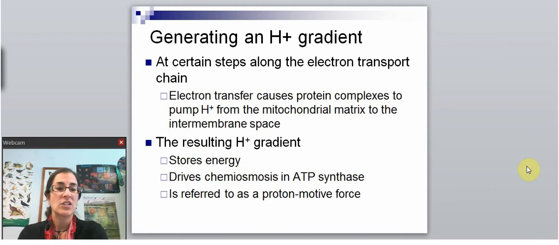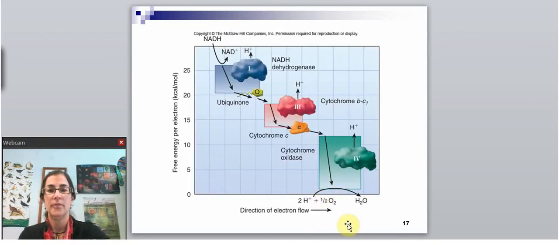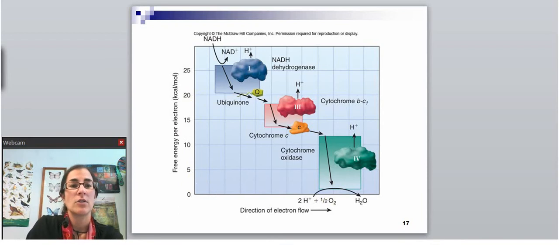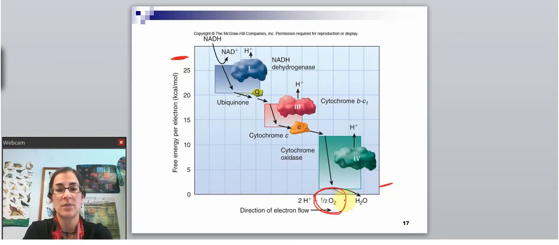So again, at certain steps along the electron transport chain, the energy from the electron movement is used to pump the hydrogen ions. That hydrogen gradient is a way to store energy. It's a form of energy, and that will later be used to make ATP. So here's a superimposed free energy diagram. So we have the free energy change. We have a lot of energy here, and we have less energy when it combines with oxygen. Right? So here's oxygen pulling the electrons down.